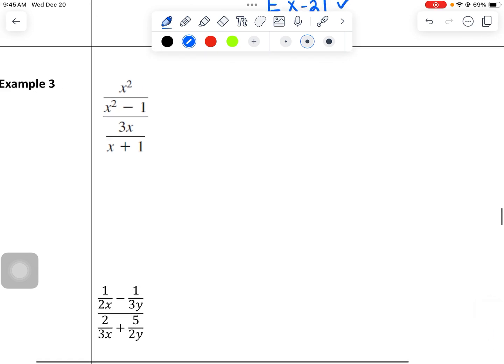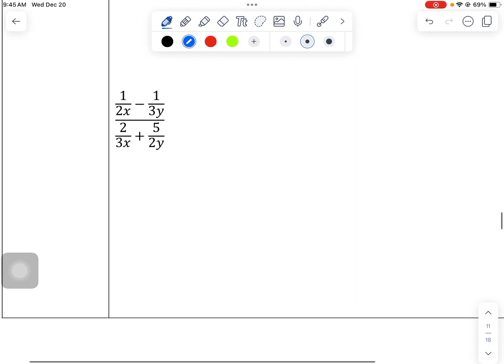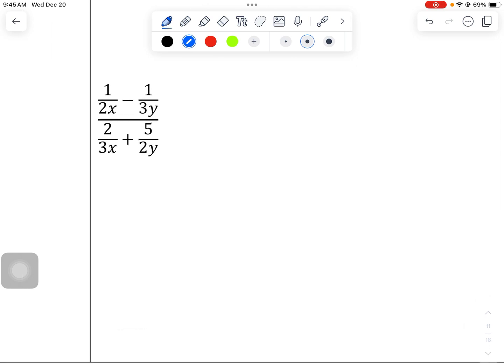This example is going to be very similar to the last one, so I'm going to skip that for now. Here we have a combination of fractions. On the top we have a difference of two fractions, and on the bottom we have a sum of two fractions. I'm going to make the middle line, the division between the top and the bottom, a little bit darker so you can see it.